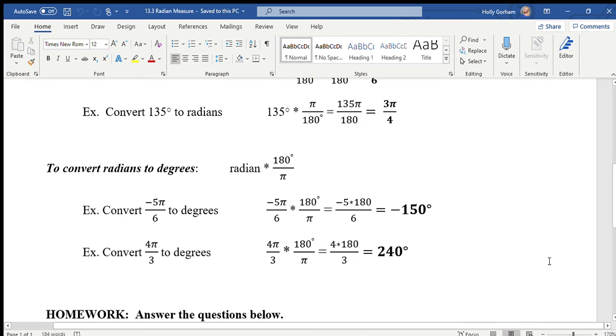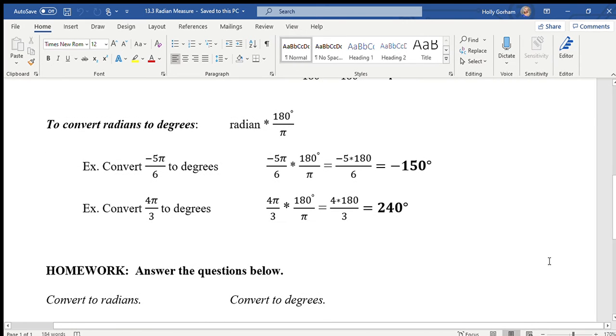To convert radians to degrees, we're going to take our radian and this time multiply by 180 over pi. So to convert negative 5 pi over 6 to degrees, the negative really doesn't do anything other than tell you a direction, which means it's just going to carry through the problem, so your answer will still be negative. If we take negative 5 pi over 6 times 180 over pi, that would give us negative 5 times 180 over 6 because the pi's are going to cancel out. And when you evaluate that, you get negative 150 degrees.